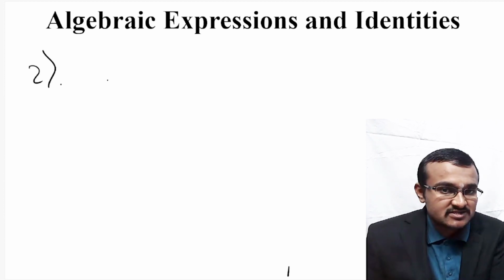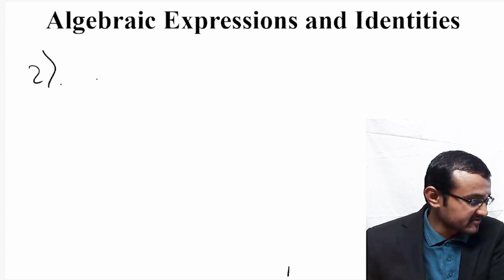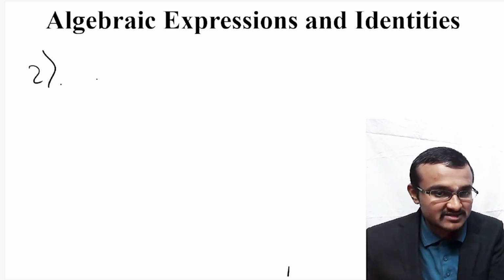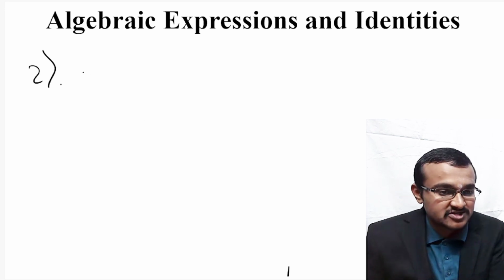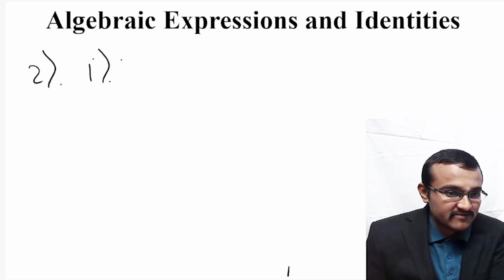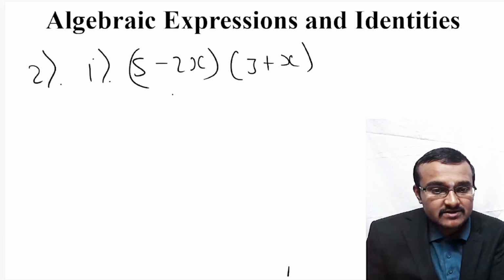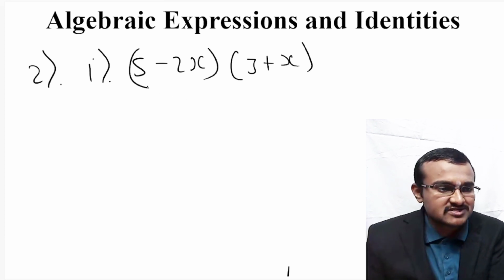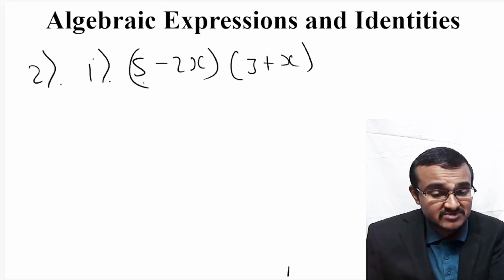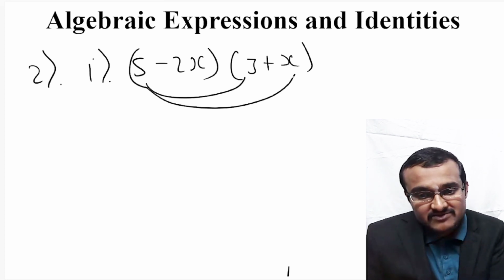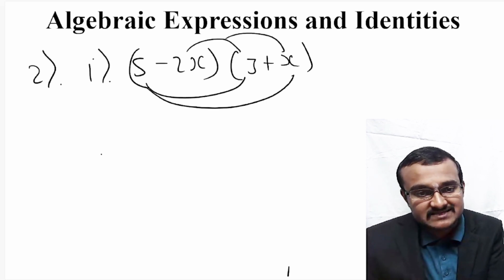Coming to the second question in this particular first question, here also they have given 4 different questions and they have asked to multiply those two binomials. So I will solve one question in this particular second question. So let me solve the first question itself: 5 minus 2x into 3 plus x. Here these two are binomials. Here also, similar to what you did in the first question, you should do the same thing. So 5 you should multiply with 3, 5 you should multiply with x as well. Minus 2x should be multiplied with 3, minus 2x should be multiplied with x as well.